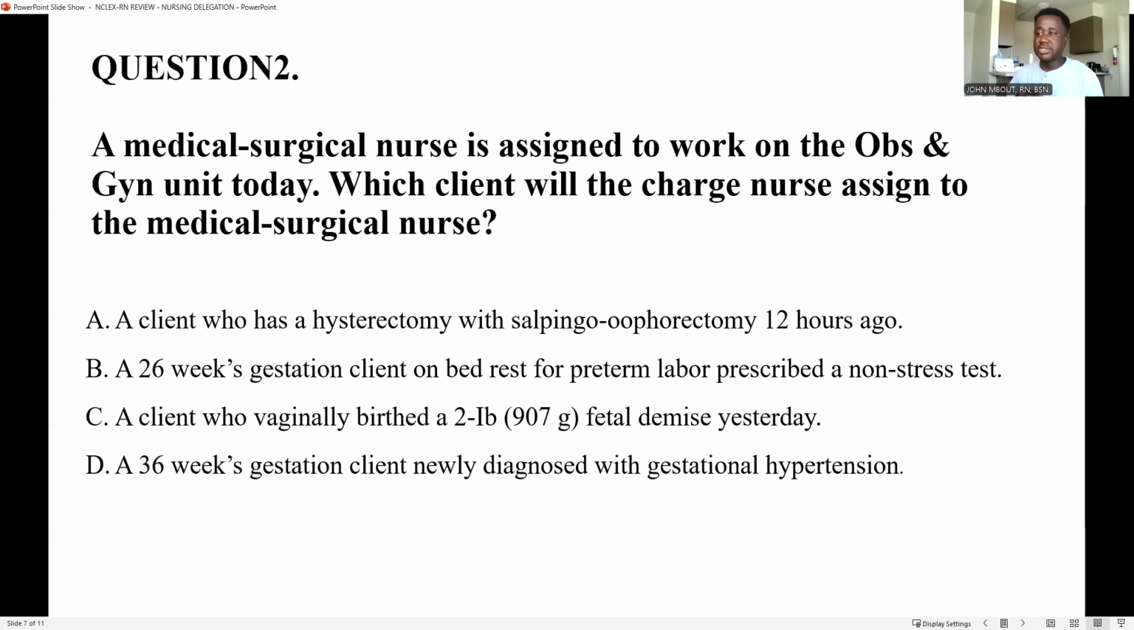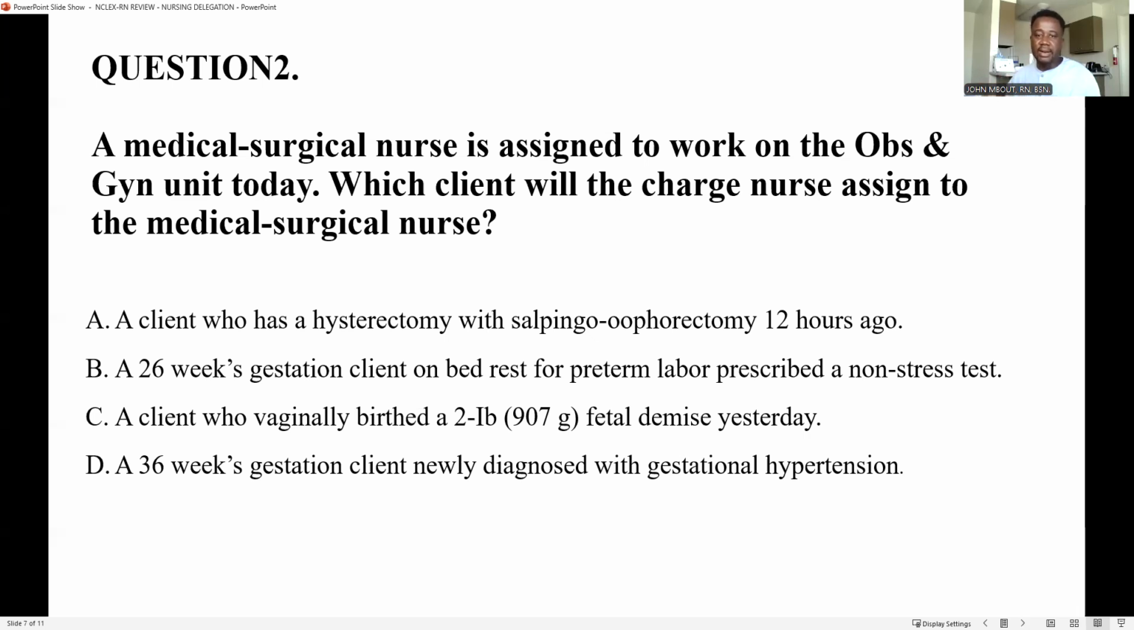B, a 24 weeks gestation client on bed rest for preterm labor prescribed a non-stress test. Non-stress test. I am from a medical surgical unit. C, a client who vaginally birthed a 2 pound, that's 907-gram, fetal demise yesterday. D, a 36 weeks gestation client newly diagnosed with gestational hypertension.